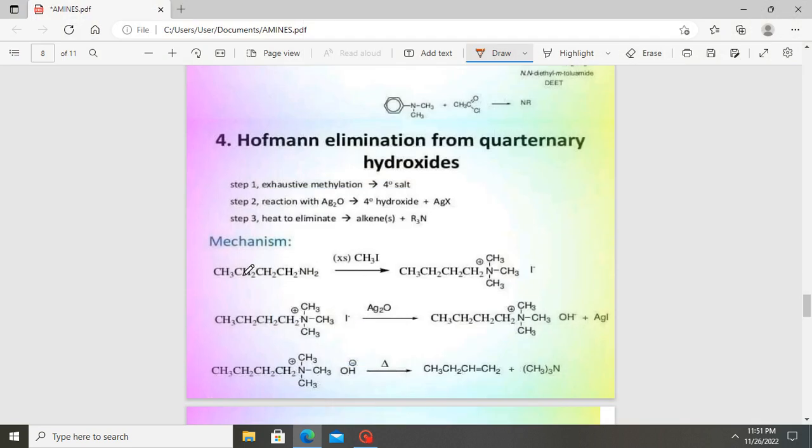First, the amine is reacted with excess of the ethyl halide to form the quaternary hydroxide. Next, the quaternary hydroxide is oxidized with silver oxide to produce a hydroxide ion and silver iodide. So the silver portion of this will replace or react with the iodine or the halogen from the ethyl halide to produce a silver halide. Then upon heating, there is going to be elimination of this portion to form an alkene and a tertiary amine.